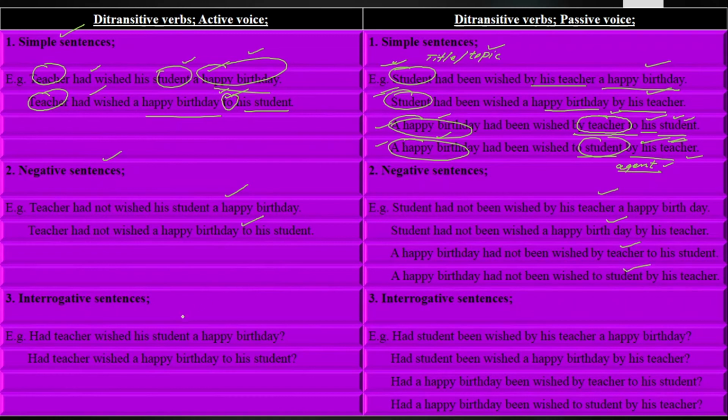Next we have got the interrogative sentences. Those sentences in which we ask questions are called interrogative sentences. Had teacher wished his student a happy birthday. Had teacher wished a happy birthday to his student. Had a student been wished by his teacher a happy birthday. Had a student been wished a happy birthday by his teacher. Had a happy birthday been wished by teacher to his student. Had a happy birthday been wished to student by his teacher.